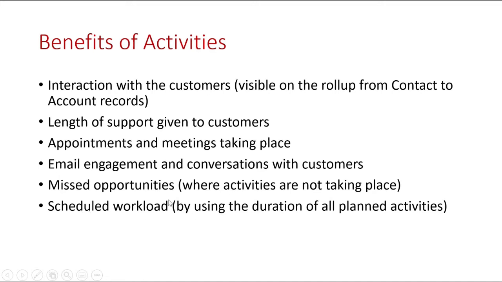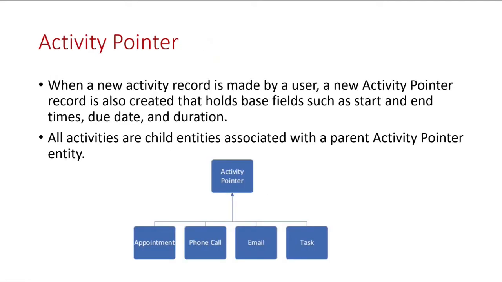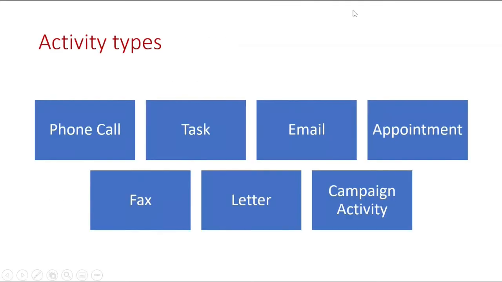So how much duration we spent for the particular customer, or for the particular opportunity, or for the particular contact. So all those things we can do using activities. So these are all the benefits of activities. Okay, so activity pointer. So when we talk about activity, we had these different types, right? Phone call, task, email, appointment. So all those things are different activity types.